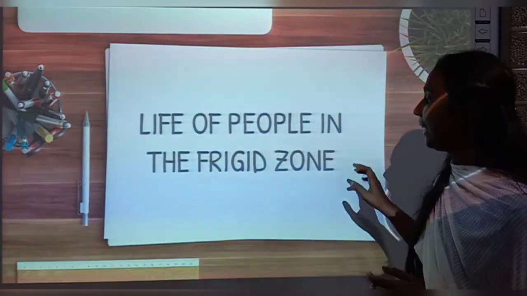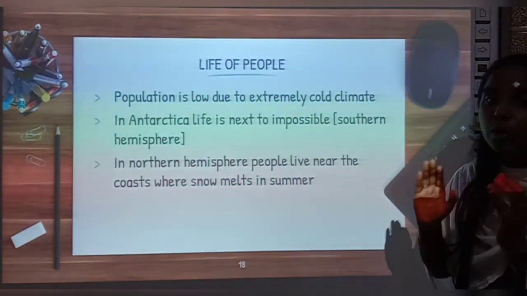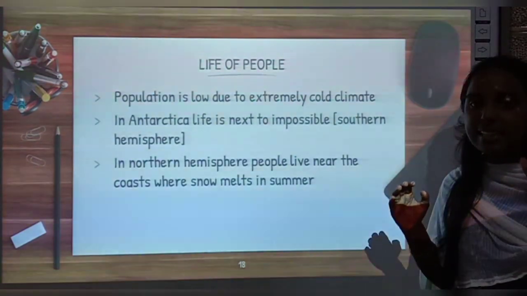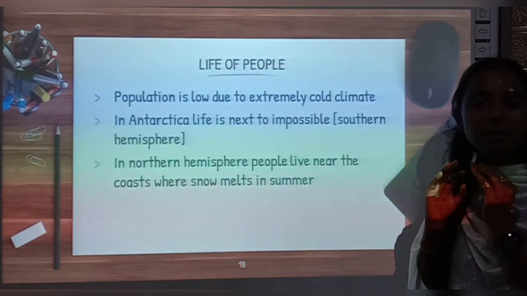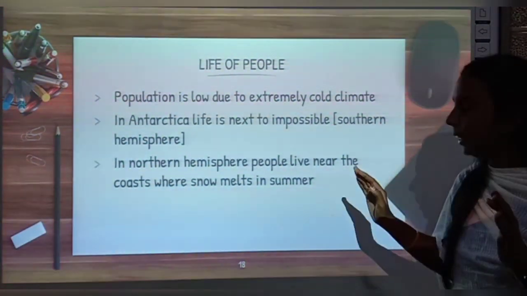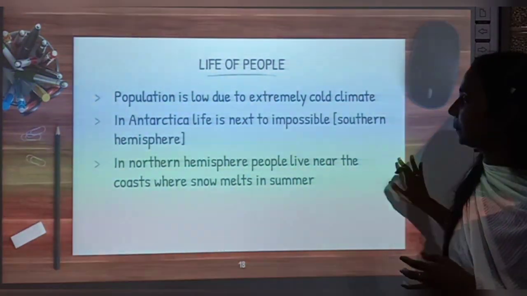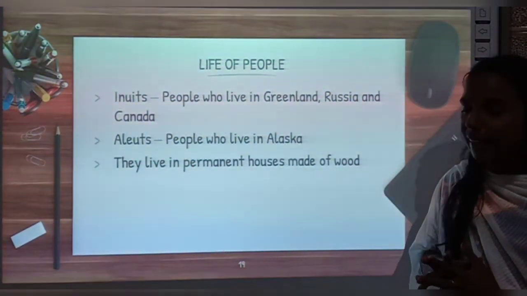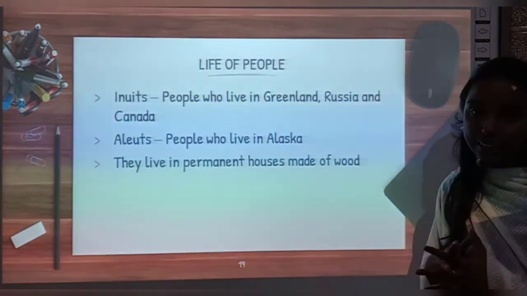Yes, now let us recall the life of the people in the frigid zone. Here the population is low due to the extreme cold climate, and in Antarctica, that is in the southern hemisphere, life is next to impossible. That means almost impossible, okay? In the northern hemisphere, people live near the coast, where the snow melts in summer. The people who live in Greenland, Russia and Canada are known as Inuits, and the people who live in Alaska are known as Aleutians, okay?